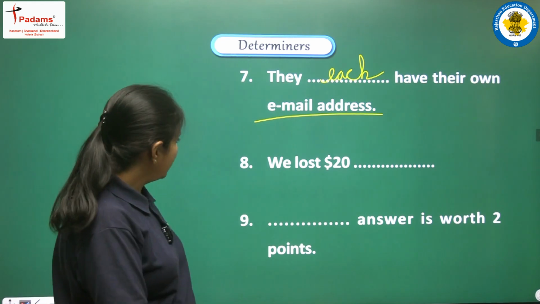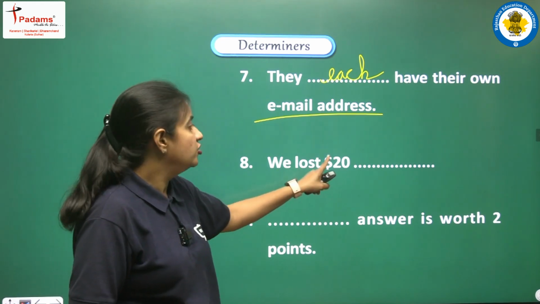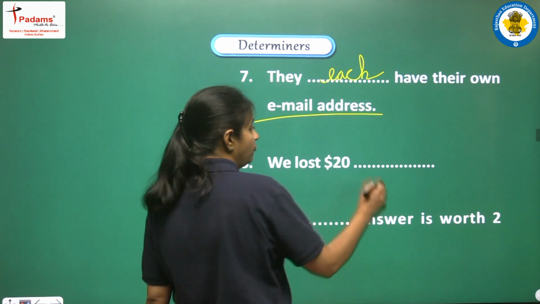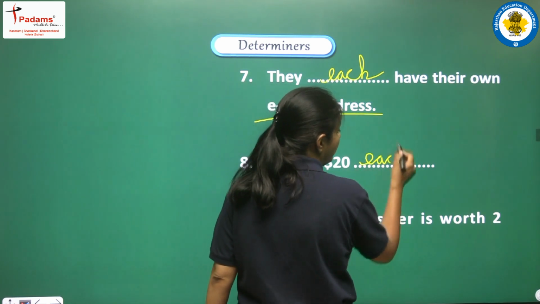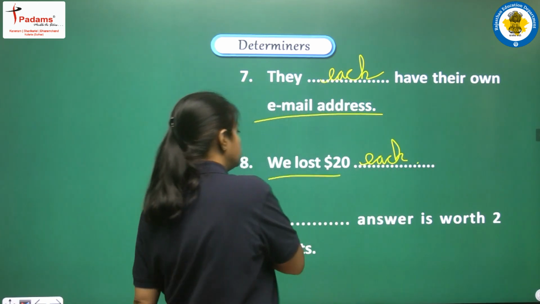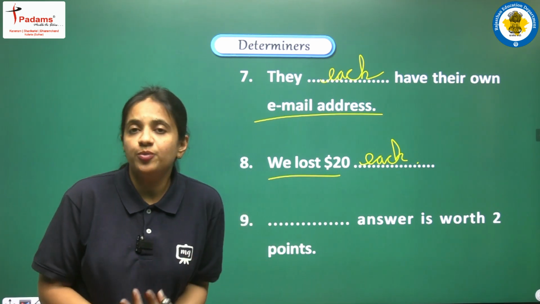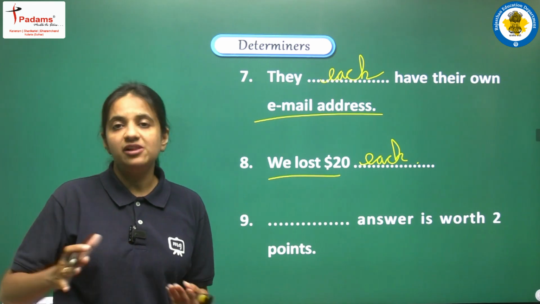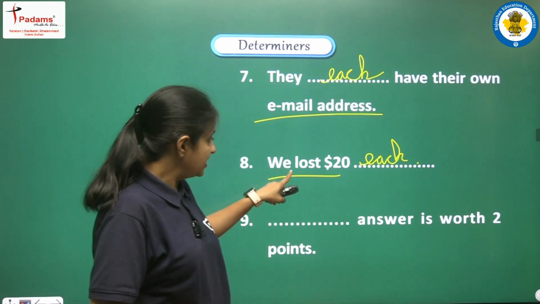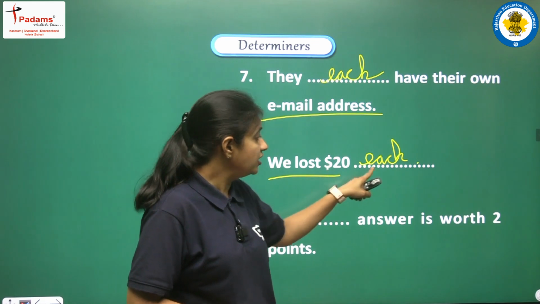Okay. Next, we lost $20. Again, we have to write each. Why? Because now in this sentence also we are trying to show this thing that we. So maybe in this group of we are having 4 people, we are having 5 people. So we are saying that we lost $20 each.